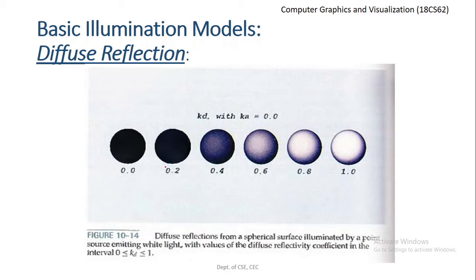When it is increased to 0.2, we can see there are some white highlights on this particular surface. Similarly, you increase it further to 0.4. Now we can make out it's actually a spherical surface, whereas in the previous two diagrams we cannot make out the curvature of the sphere. It appears like a circle. When we increase Kd to 0.4, we can make out it is a spherical surface by looking at the variation in the shades of the surface.